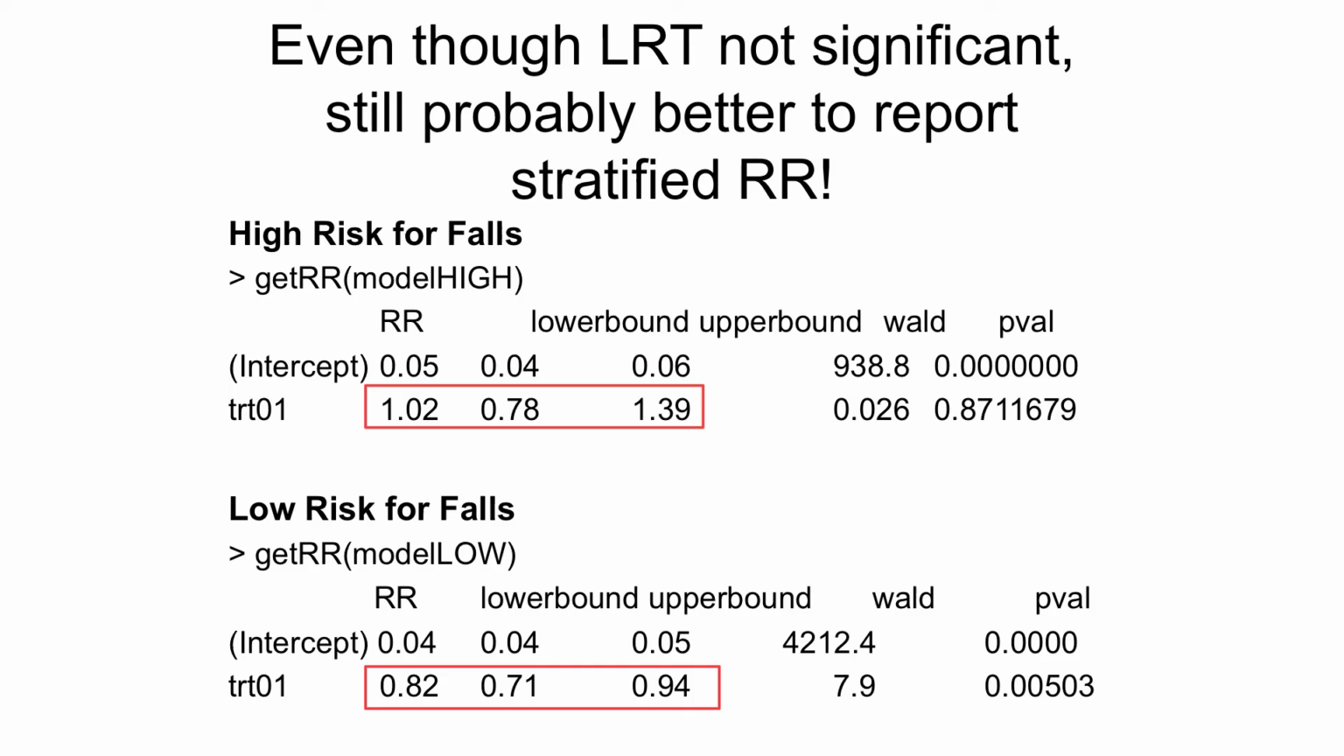So even though the interaction term was not significant and the confidence intervals for the two stratified rate ratios overlap, suggesting non-significant differences in the effect of treatment between the two groups, we still might want to report the stratified rate ratios anyway, because the fracture rate is significantly reduced with treatment among those in the low-risk group, but not among those in the high-risk group.